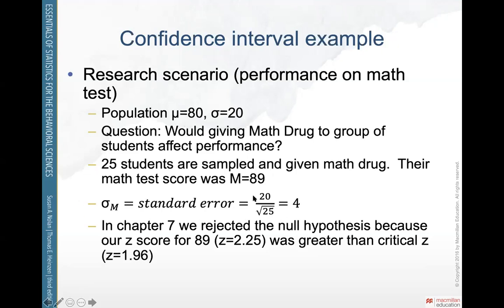Standard error is this thing right here. This number 20 is the standard deviation divided by the square root of the sample size. So divided by the square root of 25, that gave us a standard error of 4. And once again, we rejected the null hypothesis because the z-score of 2.25 that we calculated was greater than the critical z of 1.96.